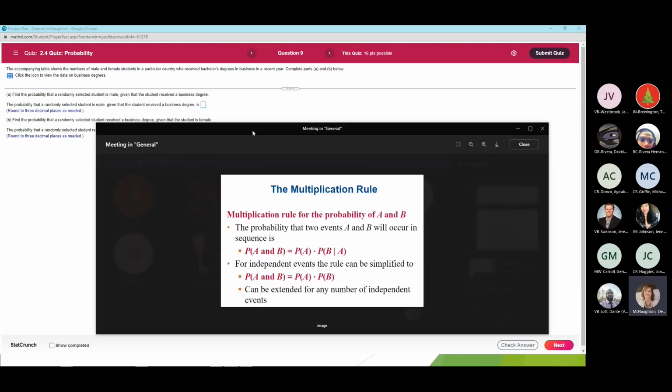So since they're asking us the probability of male given business degree, this would be male given business degree, and that would equal the probability that he's both male and has a business degree divided by the probability that he's male. Right?